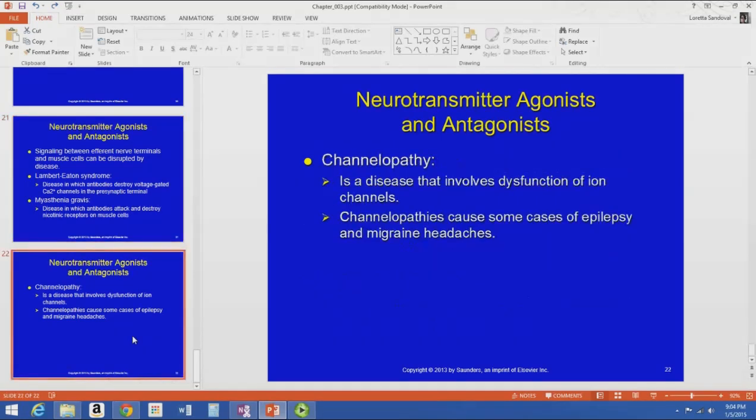The other one that they bring up in the book, and we're not going to talk much about this either, and you will not be tested on this, I just think it's mildly interesting, is called channelopathy. It's a disease that involves dysfunction of ion channels. Frequently, it's a genetic disorder because those ion channels are proteins that are coded for in the DNA. It's a genetic mutation, and it can cause some cases of epilepsy and migraine headaches. So it's pretty interesting in that respect, but you will not need to know anything about that. It's just a point of interest.